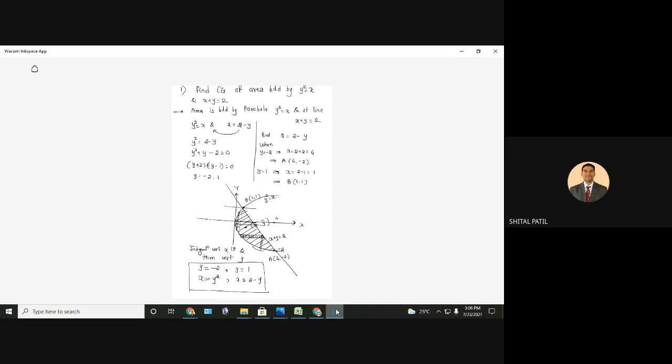And now we have to write the formulas, and then we have to obtain those integrals. That's it. Minus 2 to 1, y square to 2 minus y. Okay. Can I change the page? Yes, sir. Okay.